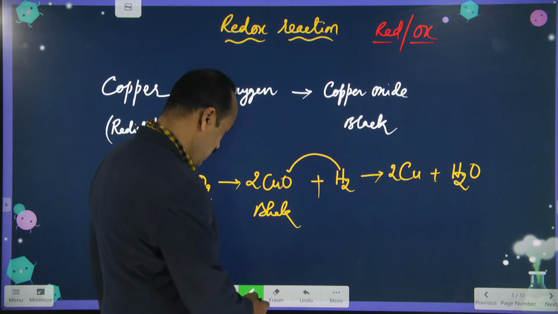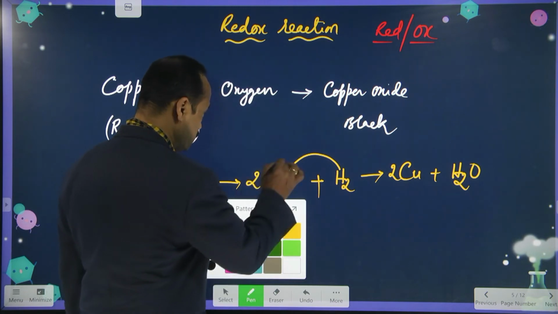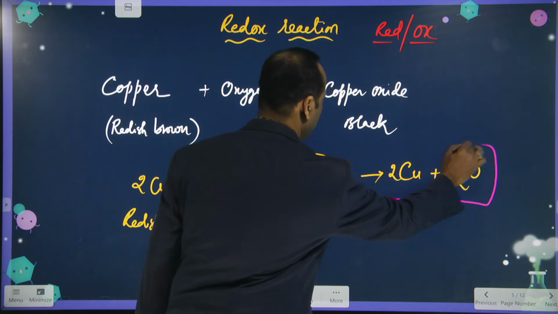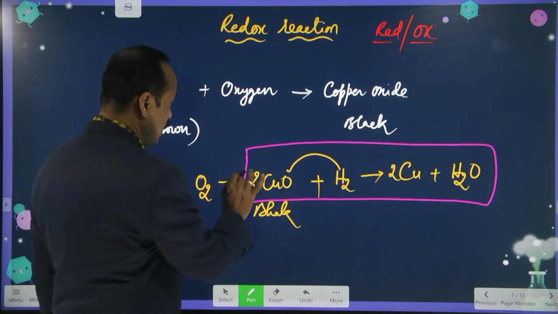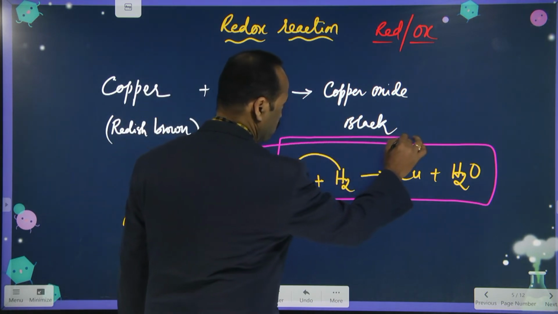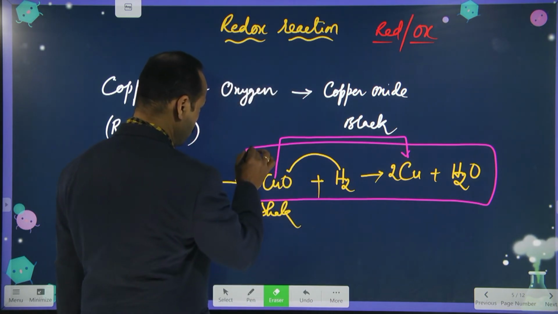Now you see here. Now you take only this part. This part of reaction we take here. Now you compare here this and this. Which two? These two you compare. So this is the reactant.